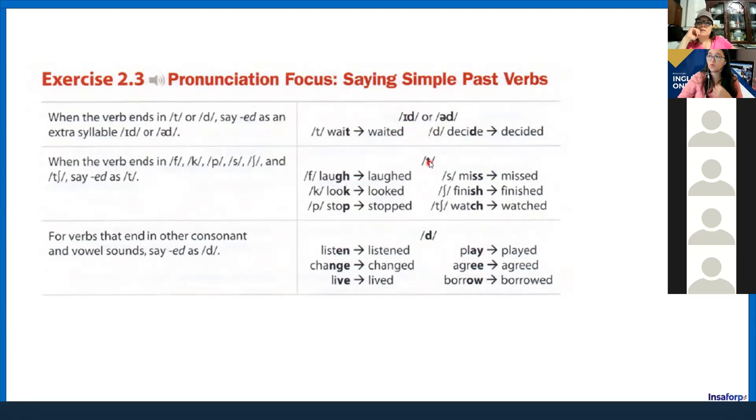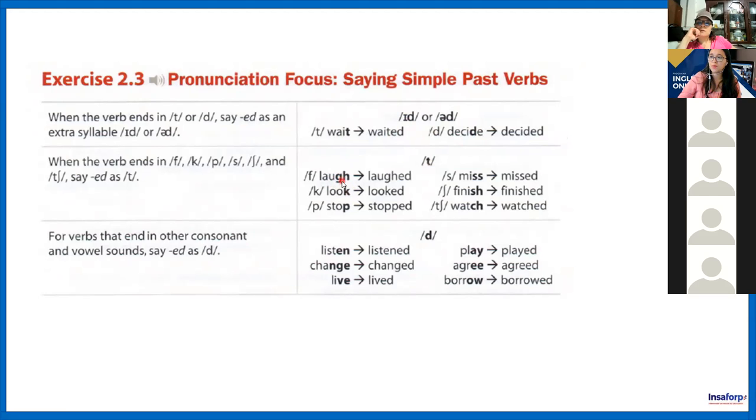Ahora, ¿cuándo lo vamos a pronunciar con T? Más que todo lo vamos a ver en la terminación del verbo. Por ejemplo, este termina en GH, que sería laugh. Termina el sonido en F, right? Entonces, pronunciar en el pasado con T sería laughed. Tenemos que el verbo termina en un sonido de la K, ¿verdad? Look, looked. El siguiente verbo, stop, stopped. Miss, termina en sonido de la S, sería missed. Este que termina en SH, finish, en pasado sería finished. Tenemos el siguiente, watch, CH, watched.